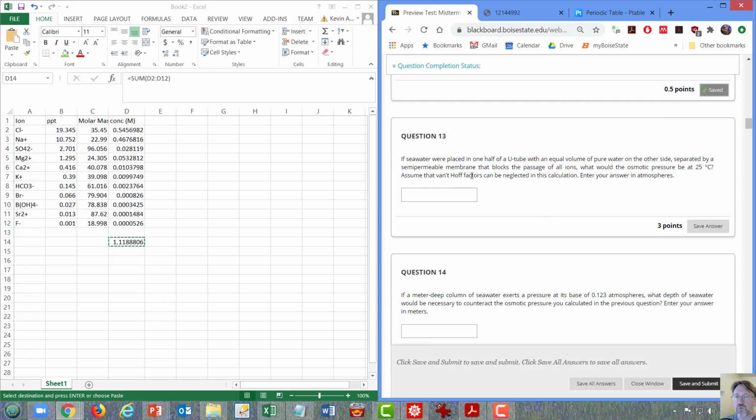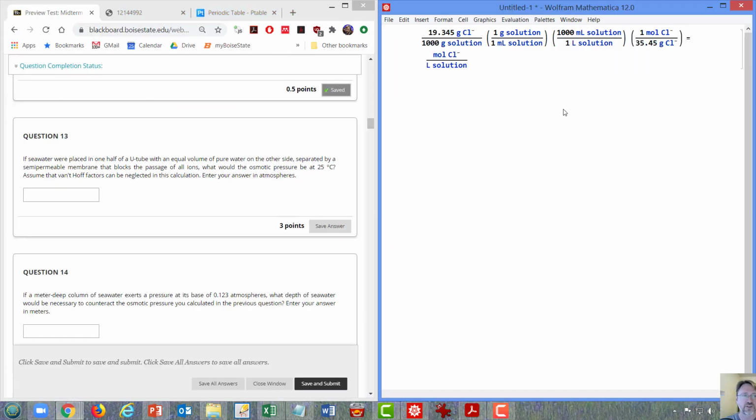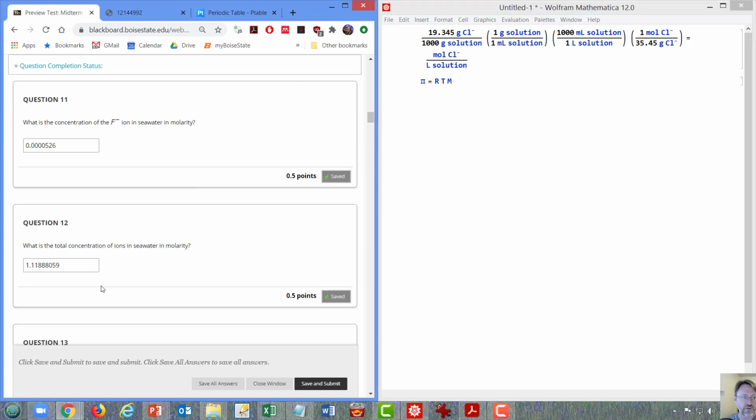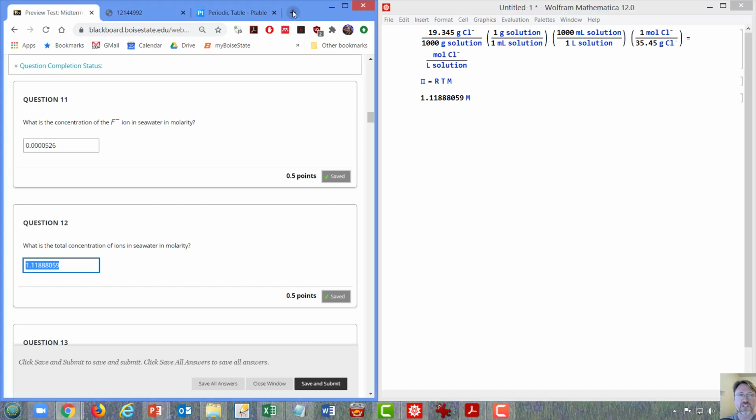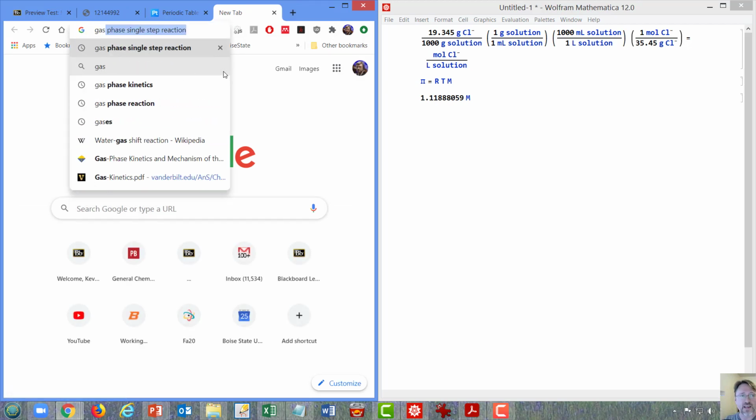If seawater were placed in 1/2 of a U-tube, this is going to be an osmotic pressure calculation. All right. So let's move this over here and let's look at how we do osmotic pressure. So pi equals RT times the concentration in molarity. Well, we just had the concentration in molarity, which is right here. Okay, so we have that number, molar, times our value for R. So let's find the gas constant.